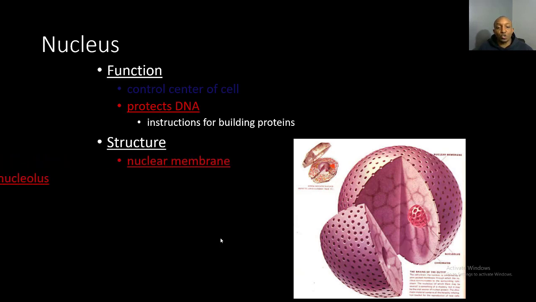And then we look at the structure of the nucleus. It has a nuclear membrane, a nucleolus, and the nucleolus is the ribosome factory. So that's where ribosomes are made. And remember, ribosomes are the organelles that make the proteins. And then we have chromosomes, which are important for DNA.